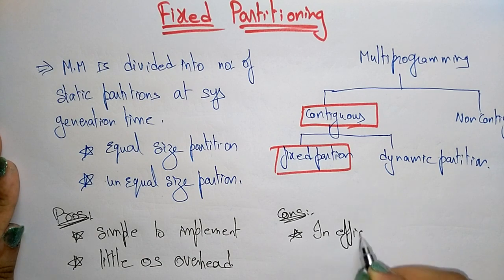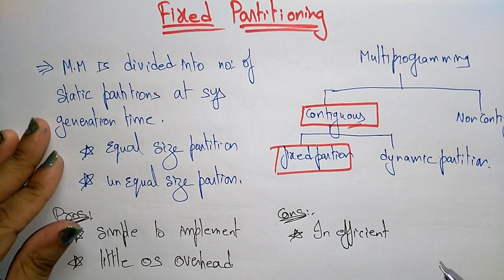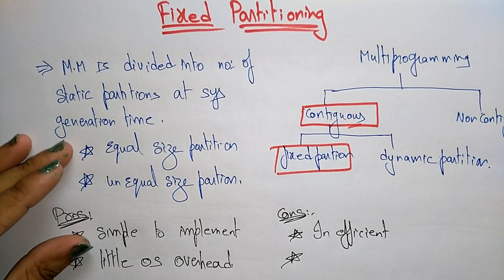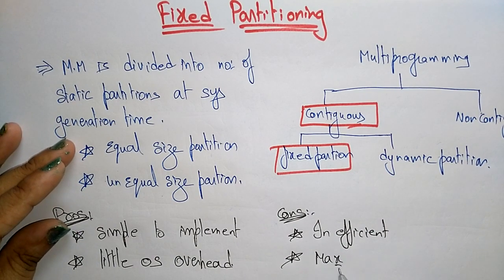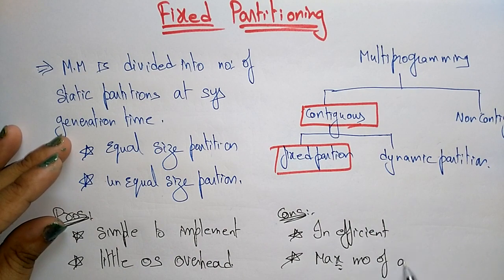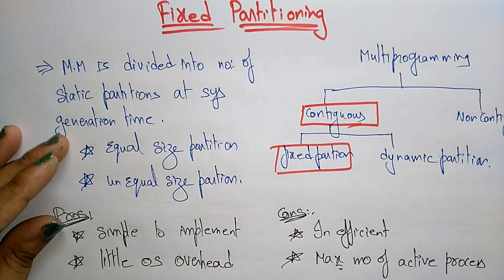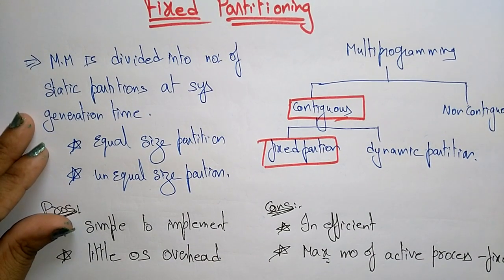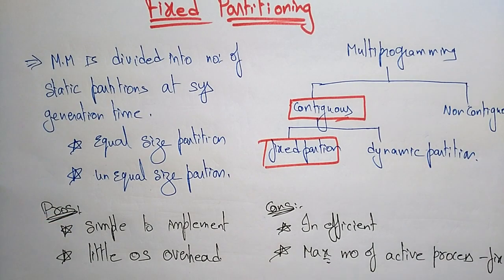And the cons: it is inefficient. Fixed partitioning is inefficient, for example because of internal fragmentation. And the maximum number of active processes is fixed, so the processes that are allocated memory go into the fixed partitions. So this is about the fixed partition.